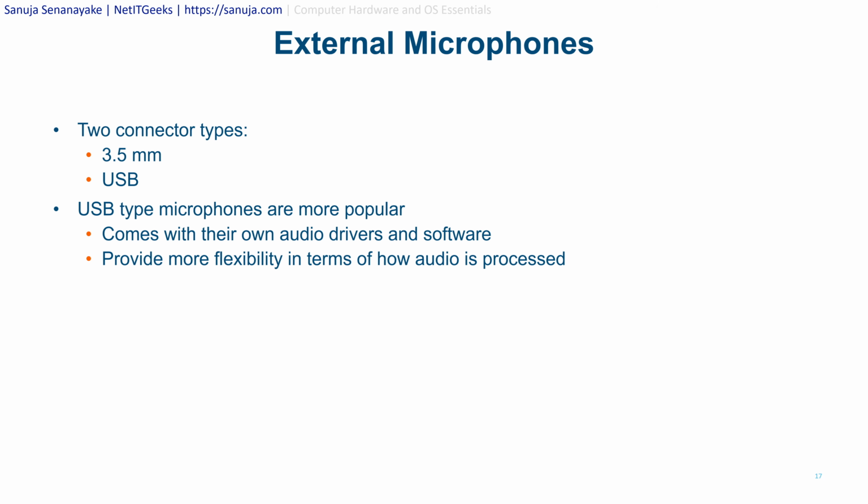That can be used with the drivers and the firmware that is supporting this particular microphone. So the USB type microphones are more popular in 2022, and come with their own audio drivers and software, and provide more flexibility in terms of how audio is processed, so that the manufacturer can have their way of processing that audio in the microphone, because they are using USB connectors and have more flexibility in how they do it.